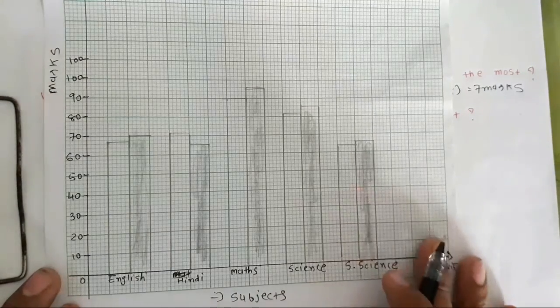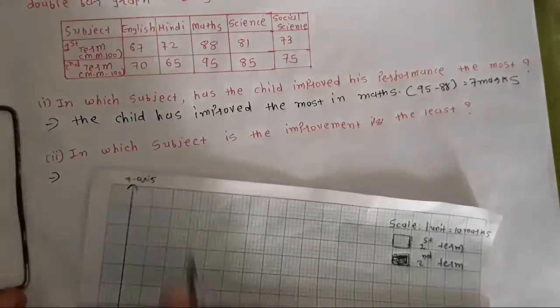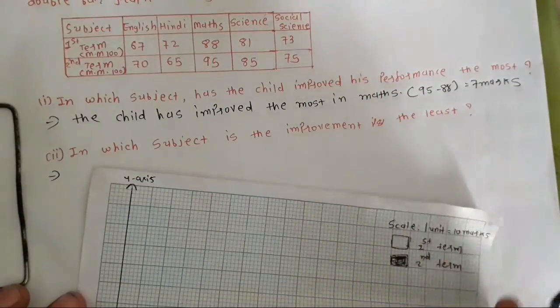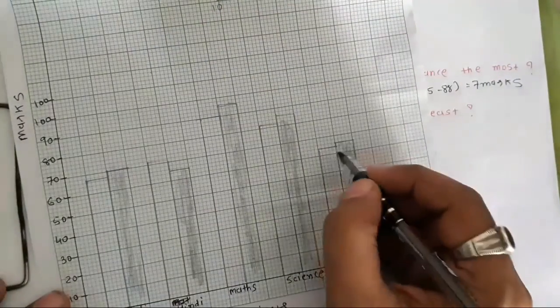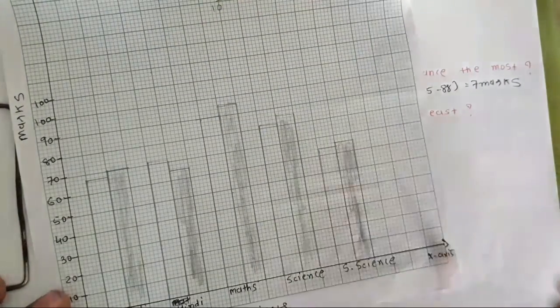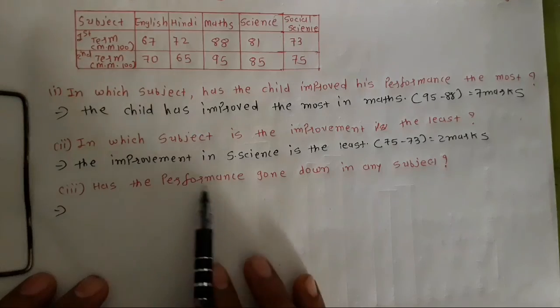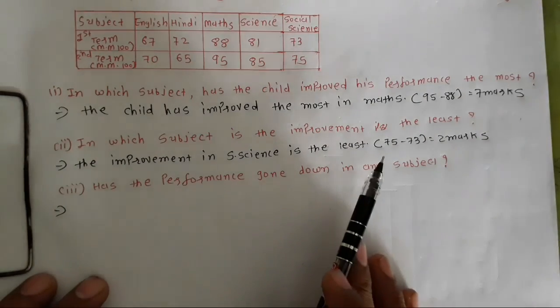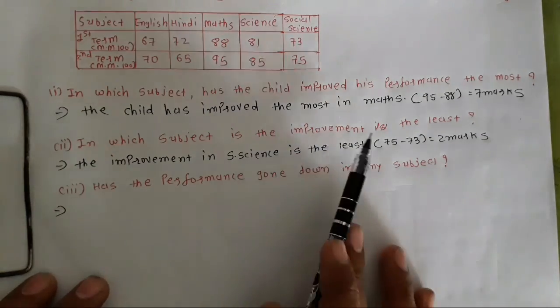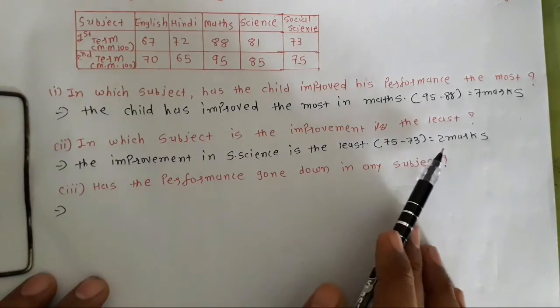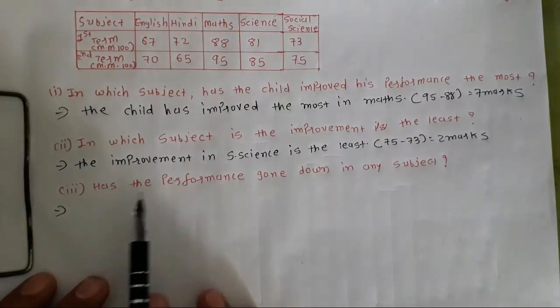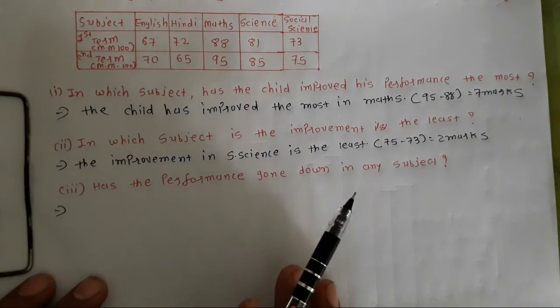So the question is, in which subject is the improvement the least? We can clearly see the improvement in social science is least, which is 2 marks. So we can write the improvement in social science is the least, which is 75 minus 73 is equal to 2 marks. Now the next question is, has the performance gone down in any subject?